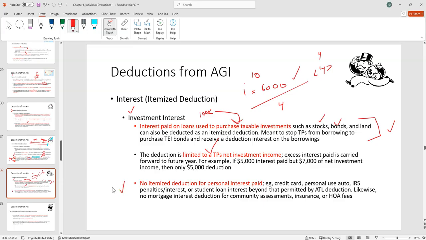Again, we've talked about this before. There's no deduction for personal interest paid, so things on a credit card, most automobiles, and we'll talk about an exception there at the end, assuming you meet certain criteria, but the general rule is no deduction for personal use autos. Penalties and interest, student loan interest above the deduction, HOA fees, insurance, assessments. So again, just be aware that you only get these itemized deductions if it's specifically laid out.